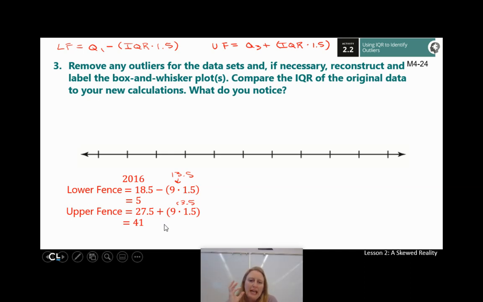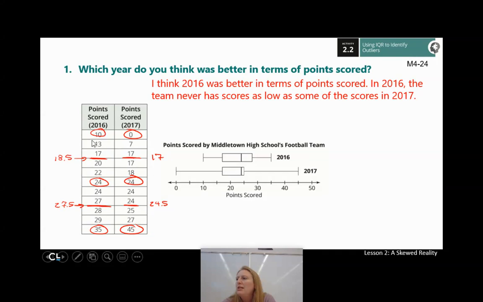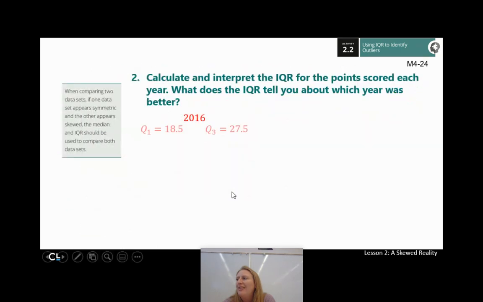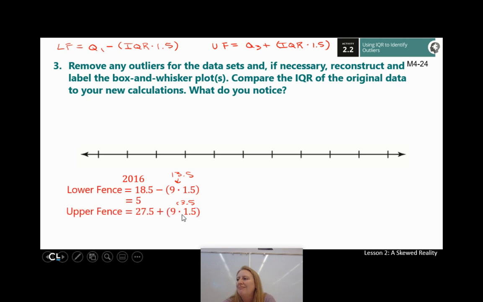Now, when I go back and look at the table, I'm noticing that my lowest score was 10 and my highest score was 35. They're within the fence, aren't they? So I don't have any outliers here. My lowest score was 10, which is within the lower fence. My highest score was 35, which is within the upper fence. So 2016 had no outliers. I don't have to change that box and whisker plot.